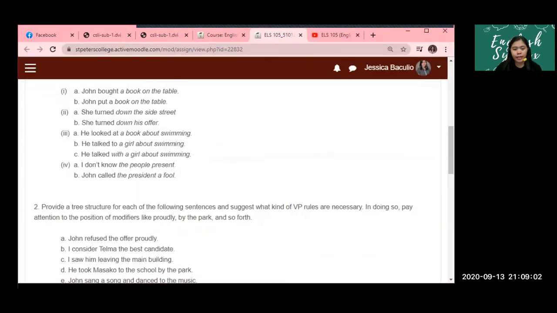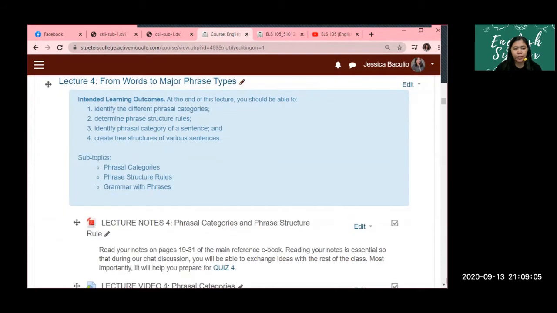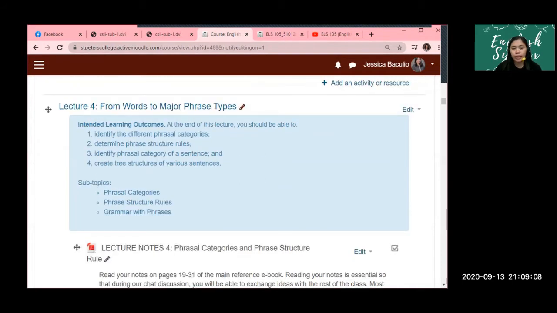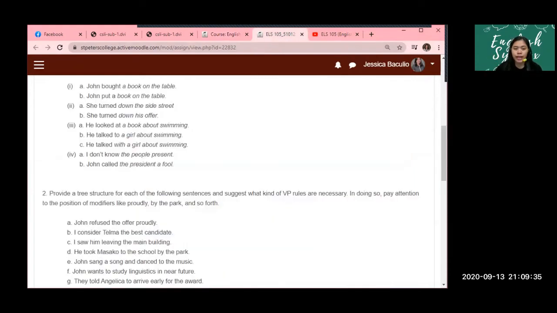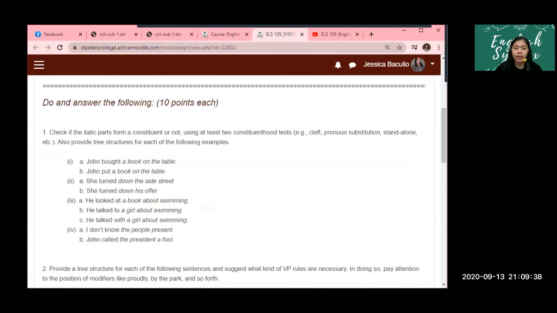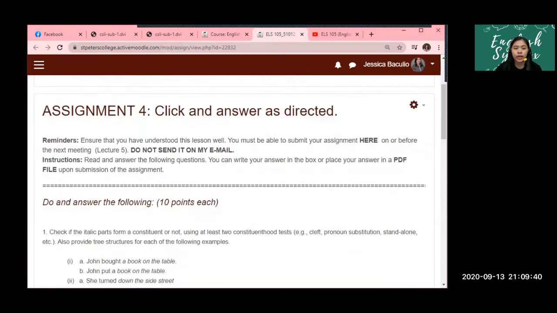So here you can see lecture 4. I will be discussing the subtopics in lecture 4. I'll be talking about phrasal categories, phrase structure rules, and a little bit of grammar with phrases. So basically, I will focus on how to categorize phrasal categories or how to characterize a phrase as a constituent or a phrase, and I will also be trying to help you answer some of your assignment in lecture 4, or in assignment 4.